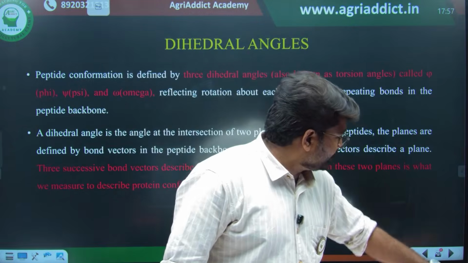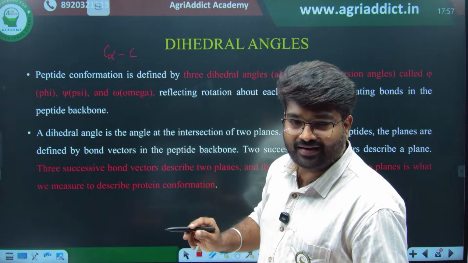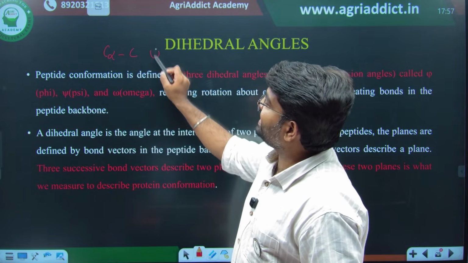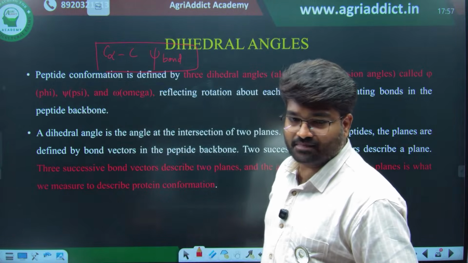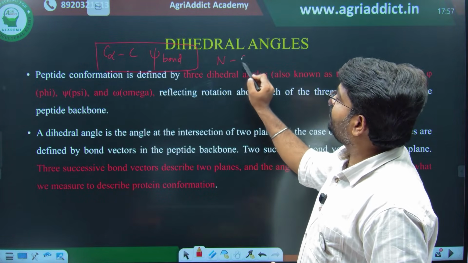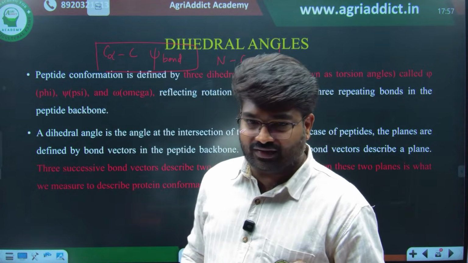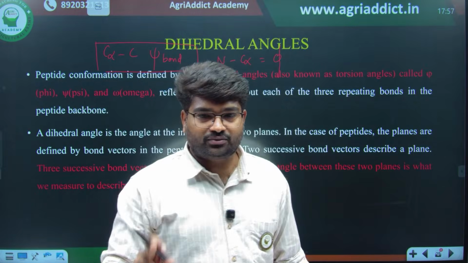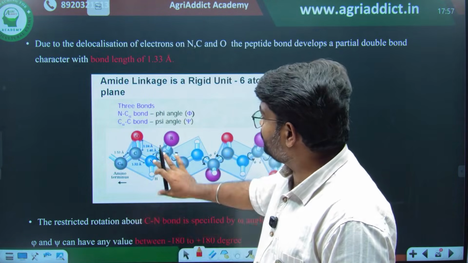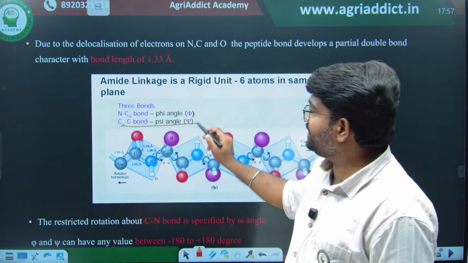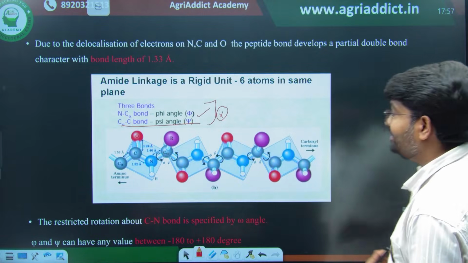Now, the C alpha C bond that is rotating is known as the psi bond. This is very, very important. C alpha C means psi bond, N C alpha means phi bond. That's why they are called dihedral angles. You just see here: C alpha C means psi, N C alpha means phi bond. Again, I am saying this is very important.